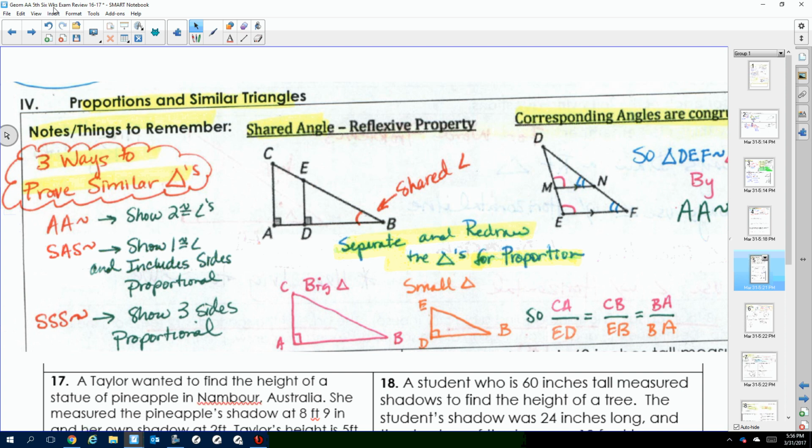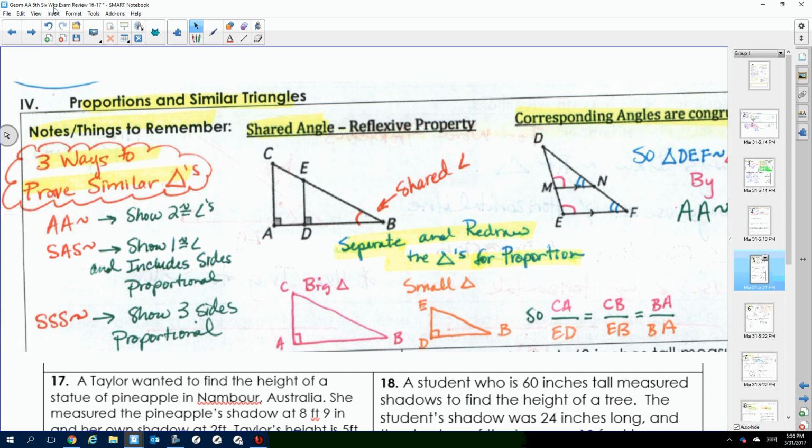SAS, that's side-angle-side. You need to show one angle is congruent and the included sides are proportional. That means it has to have the same ratio, same cross products. And then side-side-side similarity, you have to show 3 sides are proportional. Now, a couple of things you also need to be able to recognize or do.